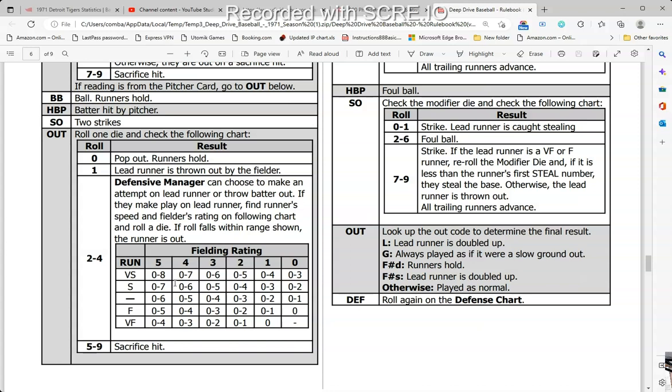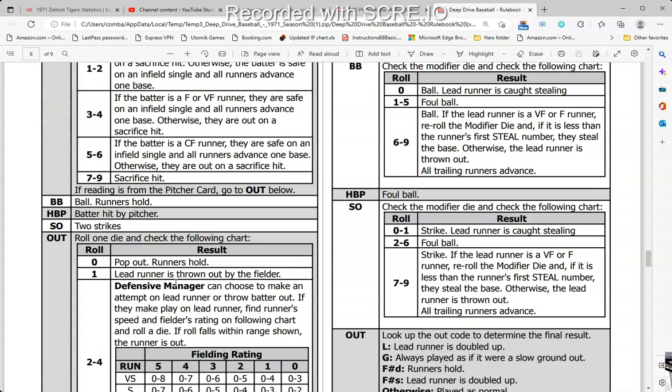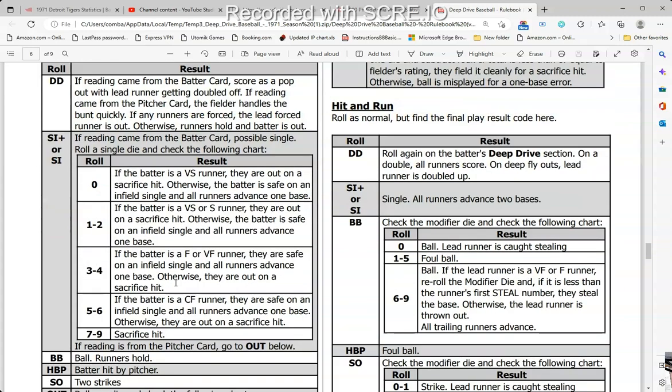So the bunt is straightforward. There are some more unusual results, which is the single result, and then you're going to roll on this chart right here. If it's a single or a single plus, a 0 is: if the batter is a VS base runner, they are out. It's a sacrifice hit. If the batter is VS, very slow, or slow runner, they are out on a sacrifice hit. So that's 0 to 2.